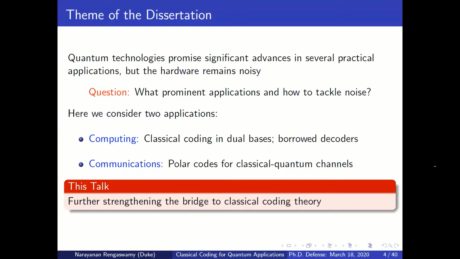And then there's the other application, not computing, but communication. So let's say you have a quantum channel and you want to transmit classical information through it, and the channel is noisy. So how do you transmit information reliably? People have again used the classical coding idea of polar codes, which are an exciting class of codes, and they showed that you can use these codes to reliably transmit information. Now, these are the existing prominent connections to classical coding. And in this talk, I'll show you that we can actually strengthen this bridge to classical coding.